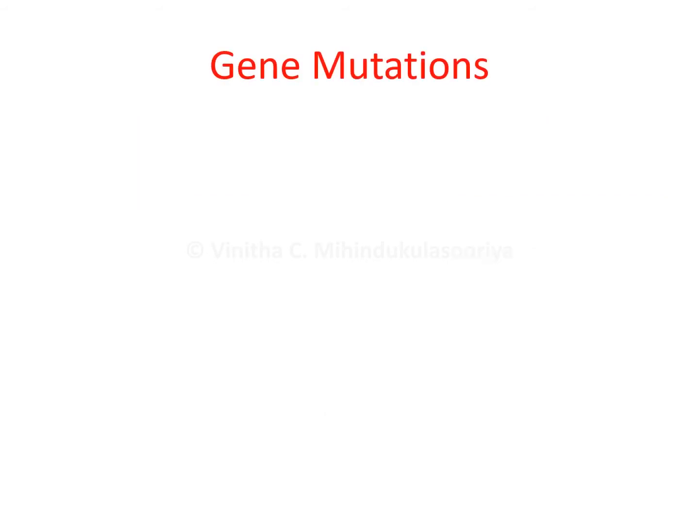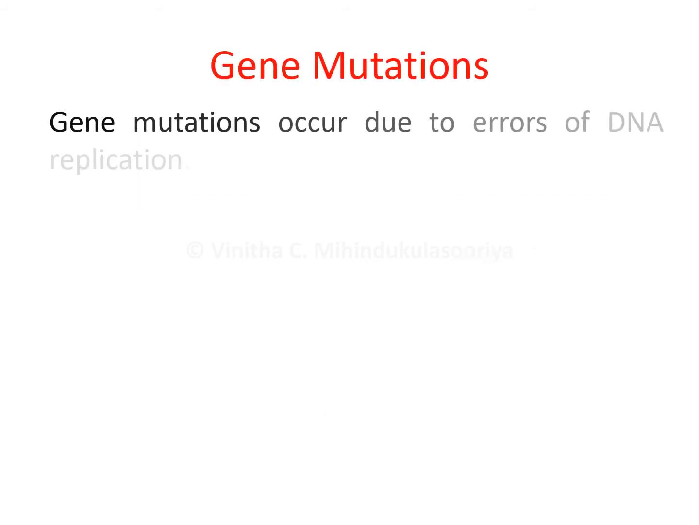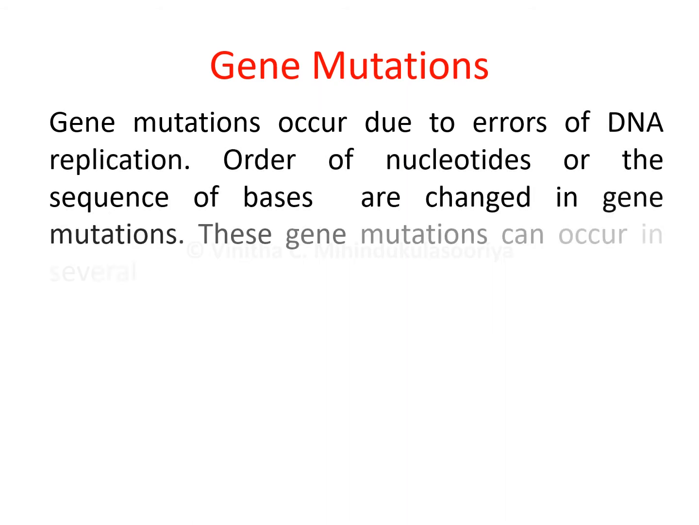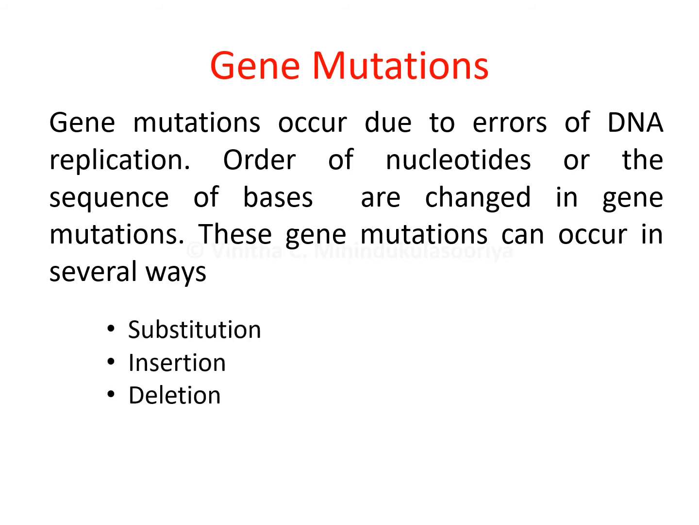Gene mutations. Gene mutations occur due to errors of DNA replication. Order of nucleotides or the sequence of bases are changed in gene mutations. These gene mutations can occur in several ways. They are substitution, insertion, and deletion.